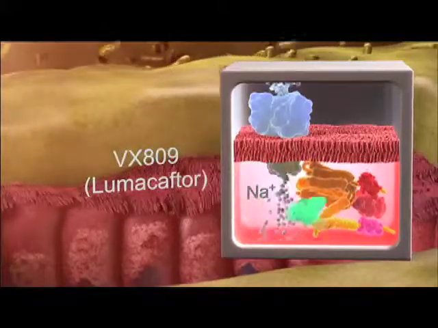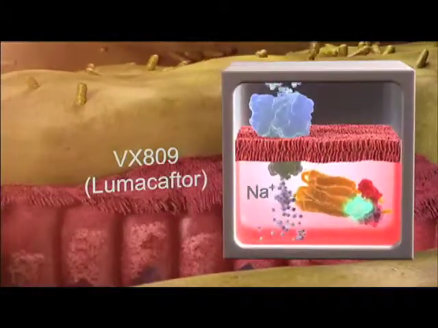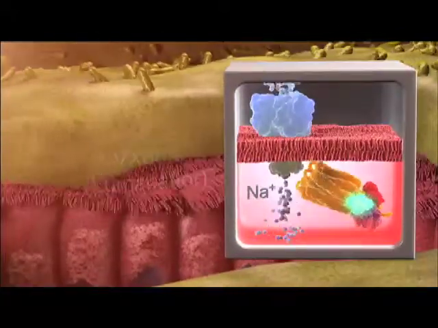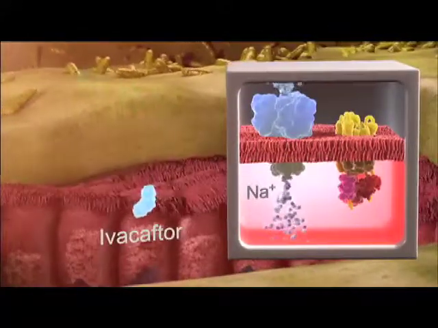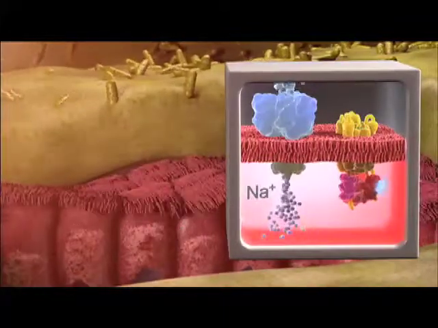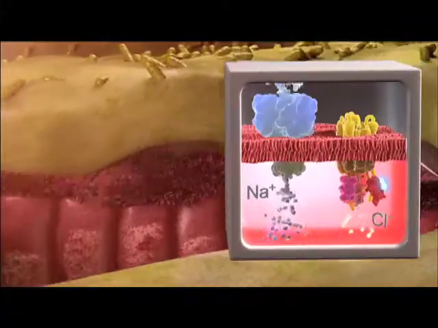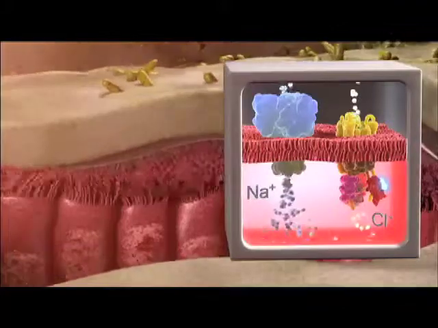Now in the future, 809 and other similar correctors are going to correct that folding and allow insertion into the apical membrane and restoration of chloride transport. Optimizing the chloride transport will also be using other things called potentiators, such as Ivacaftor, and hopefully treat this.